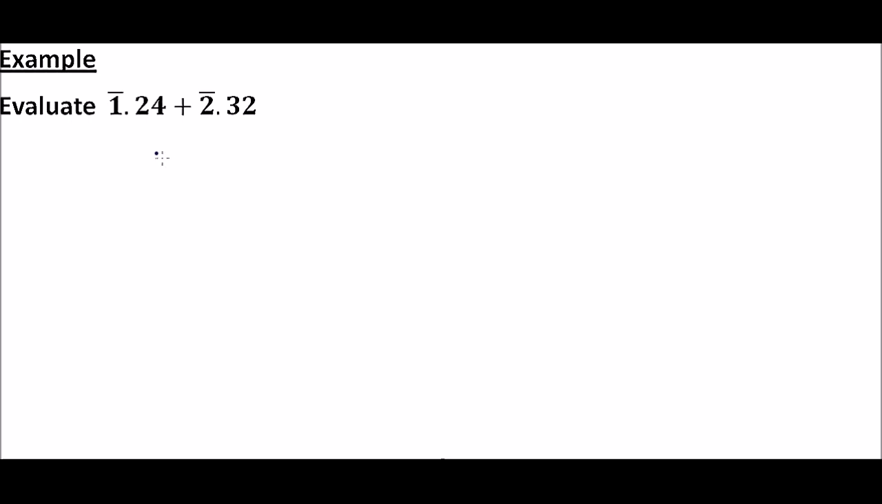So this is a simple one. We are supposed to add bar 1.24 plus bar 2.32. So we say that when the mantissa is a bar, it means this is negative and this is positive. So you just need to separate this and say bar 1.24 is the same as bar 1 plus 0.24.